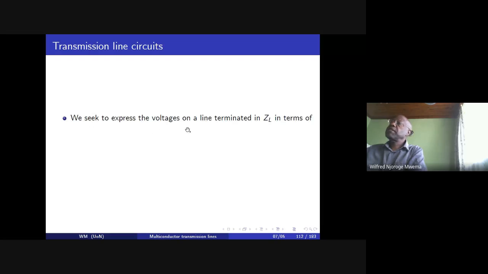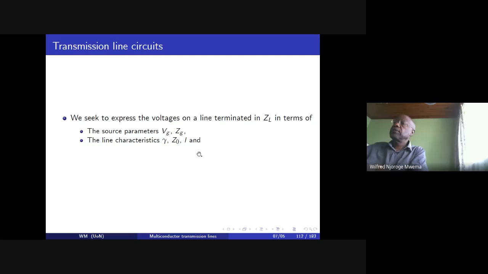So we seek to express the voltages on a line that is terminated in a load Zn in terms of, one, the source parameters, which are the generator open circuit voltage Vg and the generator source impedance Zg. Two, the line characteristics, which are given by the propagation constant on the line, the characteristic impedance, and the length of the line. And finally, the load impedance. In many cases, we'll know what the load is, and we'll work backwards.